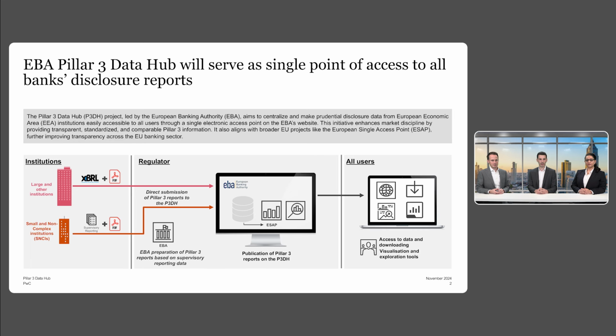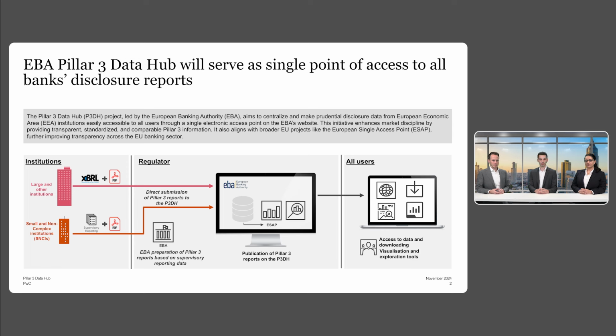Again, with a proportionality principle, depending on the size of the institution, there are different ways how the Pillar 3 Data Hub will affect institutions. So for large and corporate institutions, the XBRL files and the PDF files will directly be submitted to the EBA. For small and non-complex institutes, only the regulatory supervisory data has to be submitted via the usual processes via national agencies.